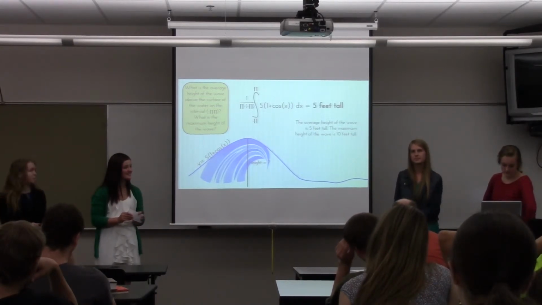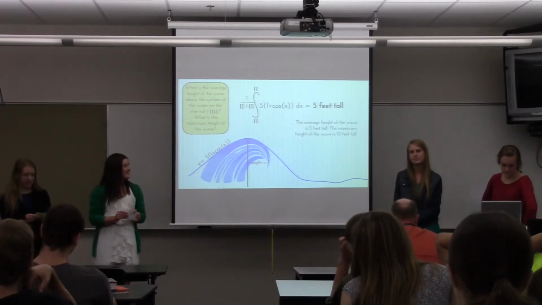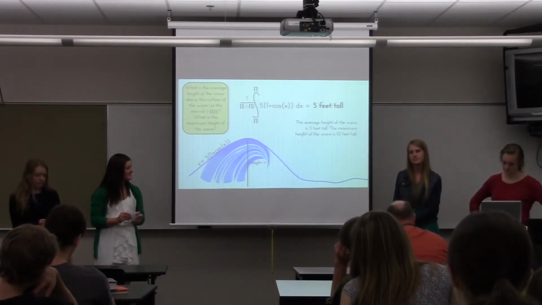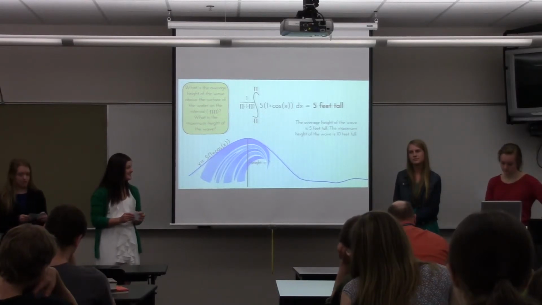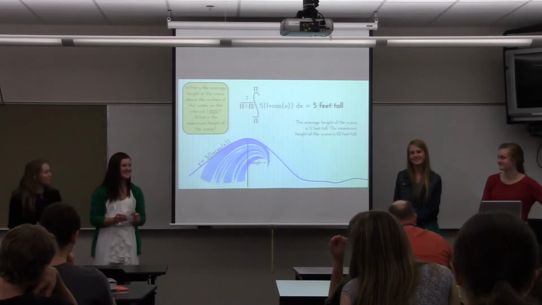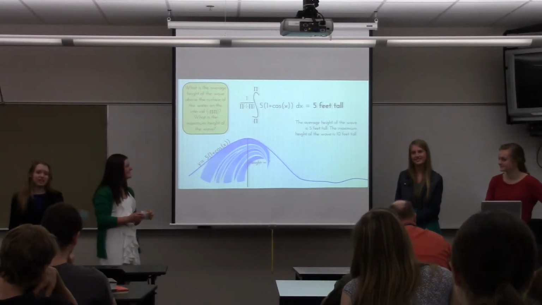So we find the average height by integrating negative pi to pi of f of x and then multiplying it by 1 over 2 pi. From this, we find that the average height of the wave is 5 feet tall. But we also find that the maximum height of the wave is 10 feet by using our calculators, which we brought with us, and graphing it. So 10 feet, so it's exactly the same size as our boat.